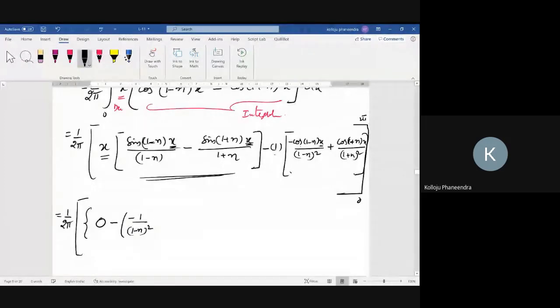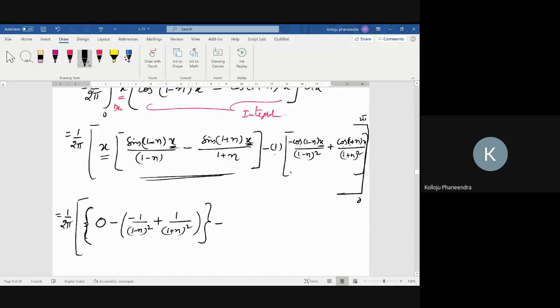Once again, 2 pi here. 2 into something is an even multiple of pi, so cos is 1. Minus here, so minus 1 by 1 minus n whole square. Same logic for this: 1 plus n into 2 pi, 2 into something is even. So this is plus 1 by 1 plus n whole square. This is the upper limit.